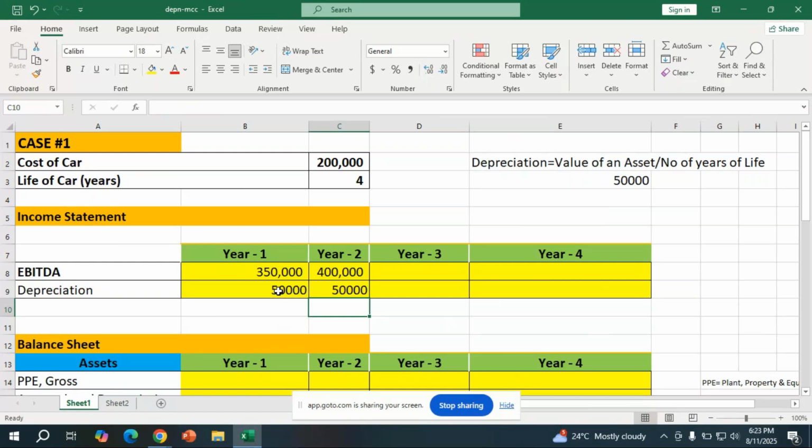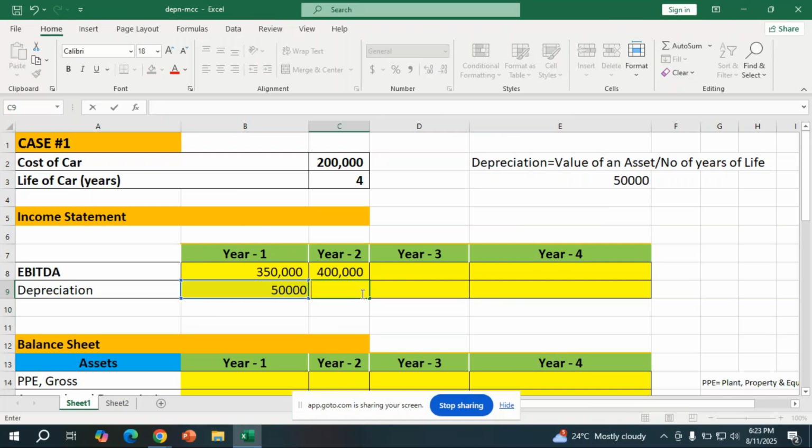Can you repeat it once again? Yes, ma'am. So what happens is, now see, cost of the car is 2 lakh rupees and the years of life of the car is 4 years. So usually how do you calculate depreciation? Cost of the car divided by number of years of life. Correct. If we divide 2 lakh by 4 we get 50,000 as depreciation. Is this much clear? Yes, ma'am.